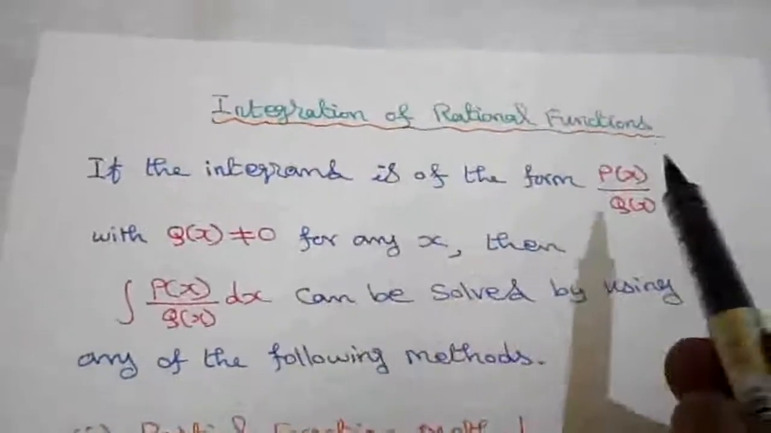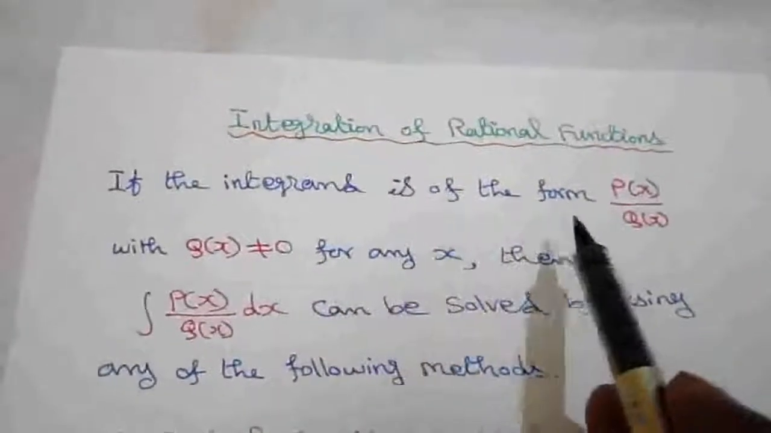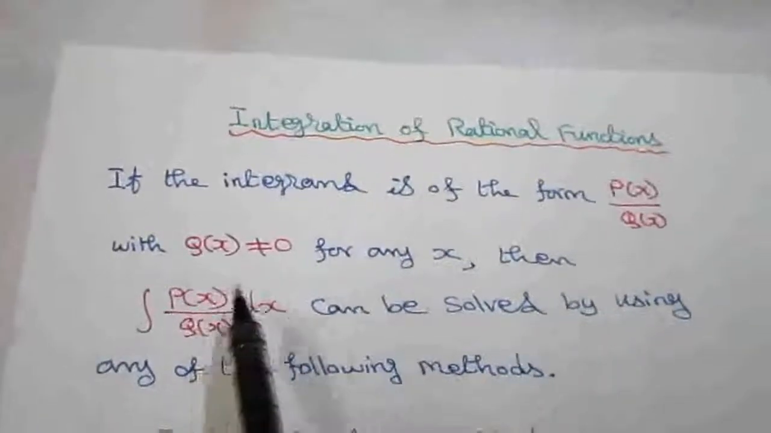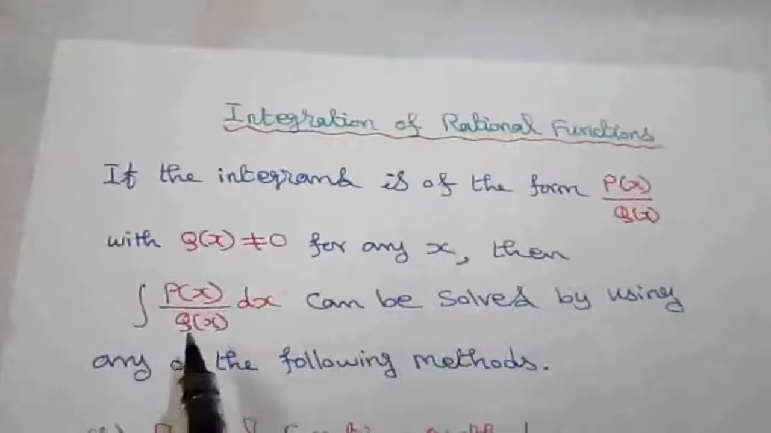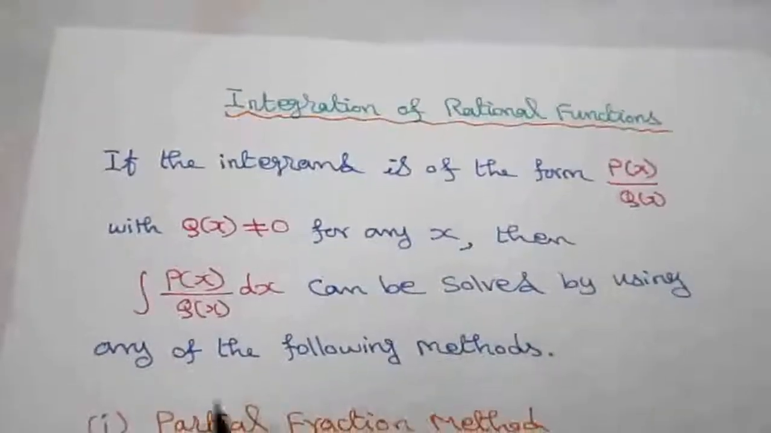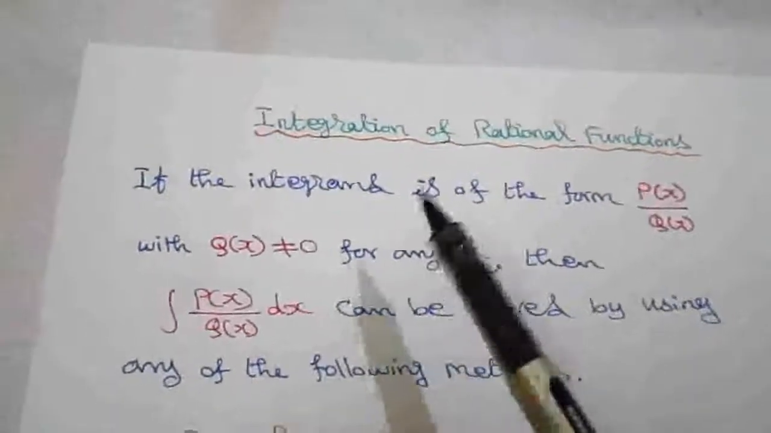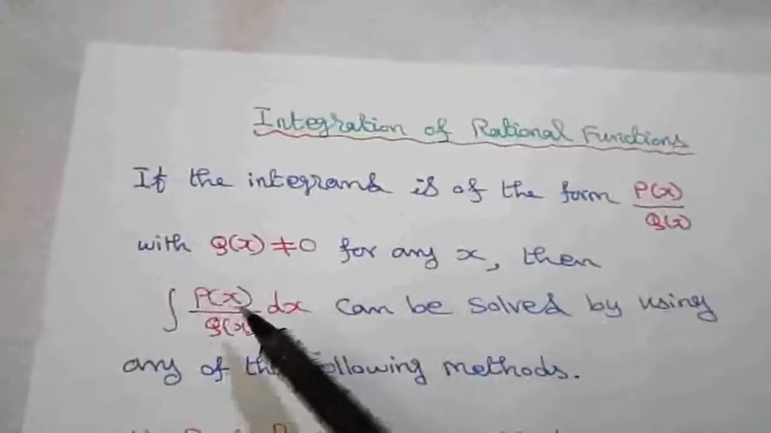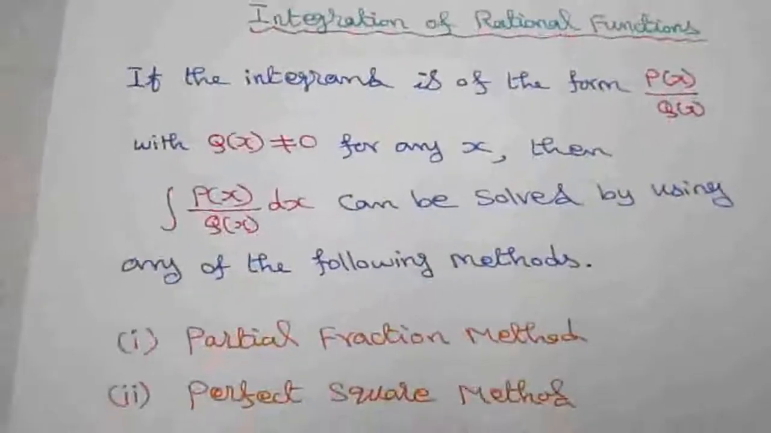Integration of rational functions. If the integrand is of the form p of x by q of x, and q of x is non-zero for any x, then the integral of p of x by q of x into dx can be solved by using any of the following methods. So this is the integration of rational functions, which can be solved by using either of these two methods.